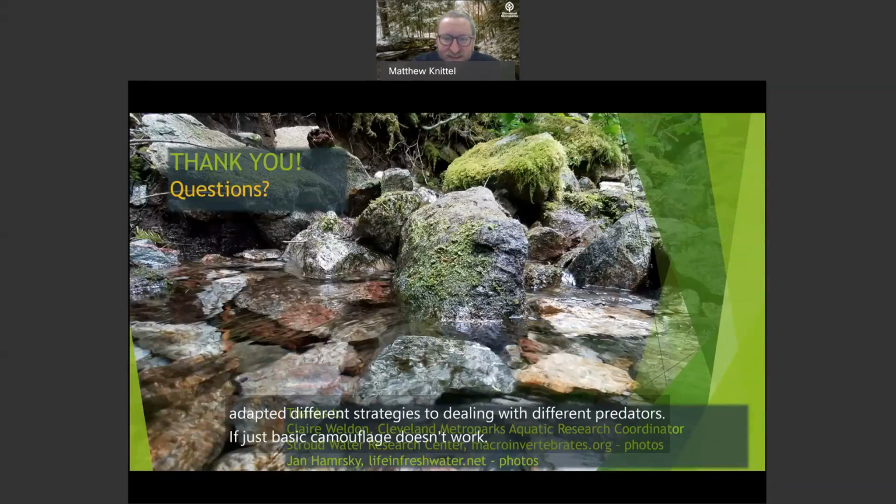We have a comment here. Net spinning caddisfly looks like it has a mask on its head. Yeah, I mean, again, they're so awesome. They can look very different, and they're just very cool. I definitely recommend checking those out.